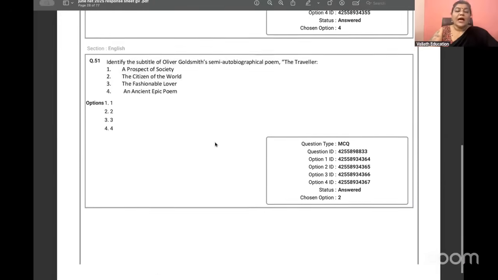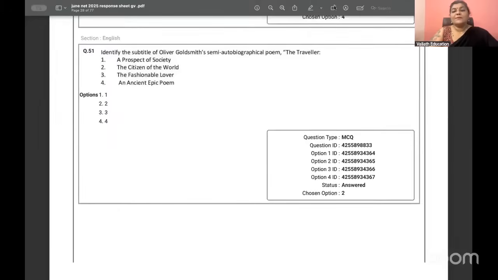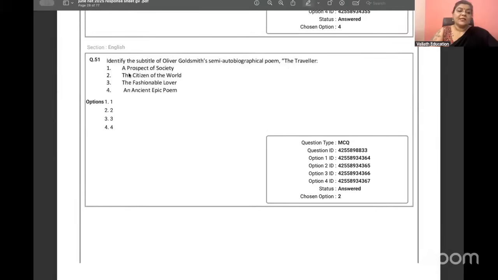Okay. Identify the subtitle of Oliver Goldsmith's semi-autobiographical poem, The Traveler. That is an answer that I suppose everybody who has studied with us knows. It is there in our encyclopedia also. At least now you should know. It is A Prospect of Society.